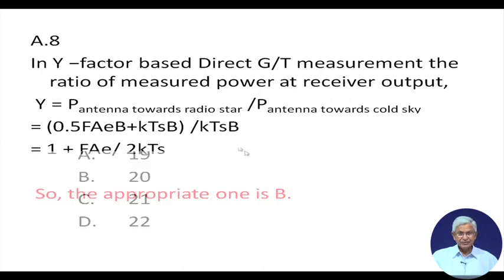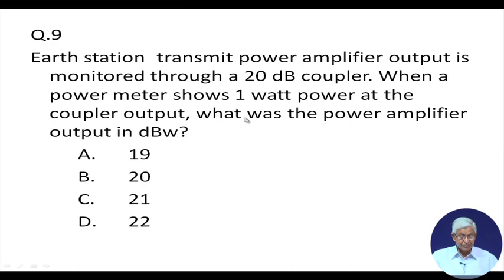Similarly, the last but one, that is the 9th question. A station transmit power amplifier output is monitored through a 20 dB coupler. When a power meter shows 1 watt power at the coupler output, what was the power amplifier output in dBW, which is given to the coupler? If you remember your EIRP measurement, I said that the EIRP was power transmitted multiplied by the transmit antenna gain. Here, power transmitted, how do you measure? Because it is normally high power.